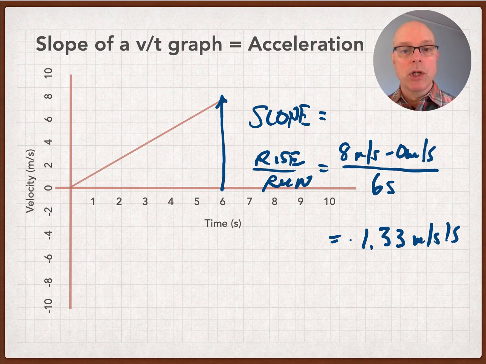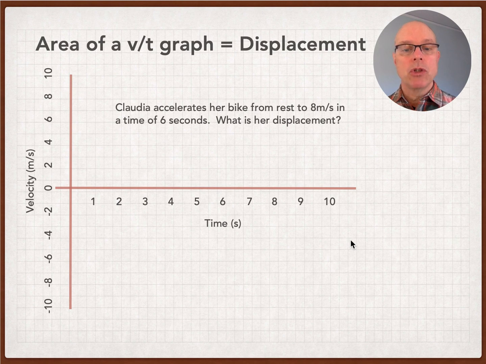The second kind of question you're going to do has to do with same problem, but they're asking us for something different. So Claudia accelerates her bike and they ask her, how far did she go? What's her displacement? So what I'm going to do is use the exact same graph and use a fact that the area between the zero line of velocity and the graph that we get is called the displacement. Okay, so second key fact.